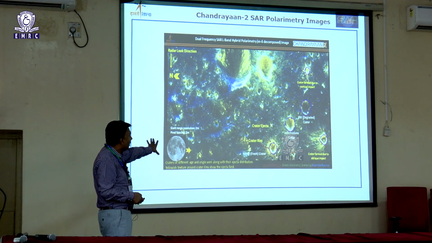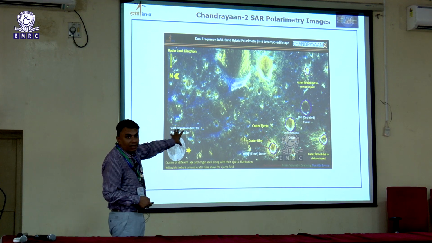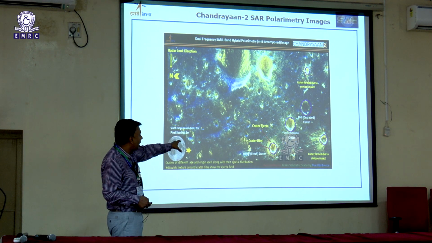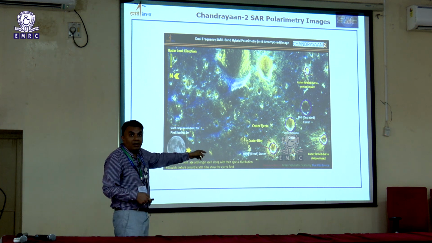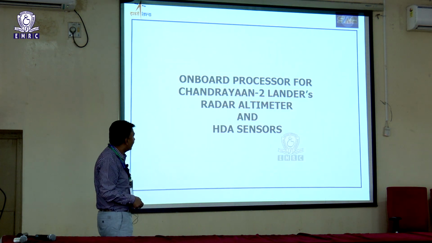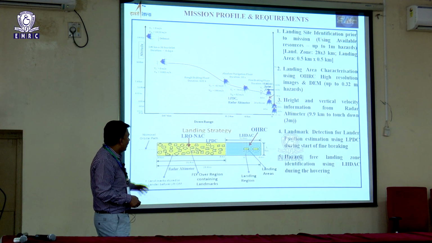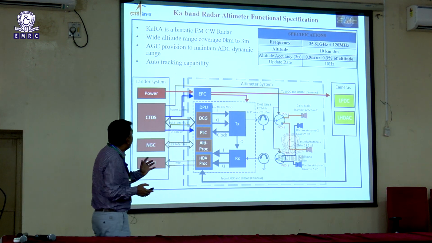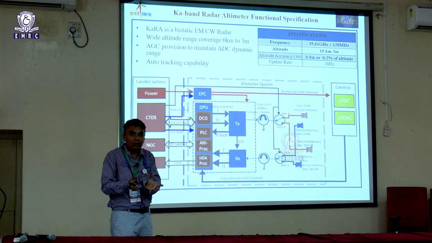Similarly, you can see that this type of polarimetry image is captured from the Moon surface itself, and based on that we identify the areas where the craters are. There we should avoid landing. This is the same thing, only I am showing different objectives. In this digital processor we have three things. One is the image processing, and another is the altimeter.